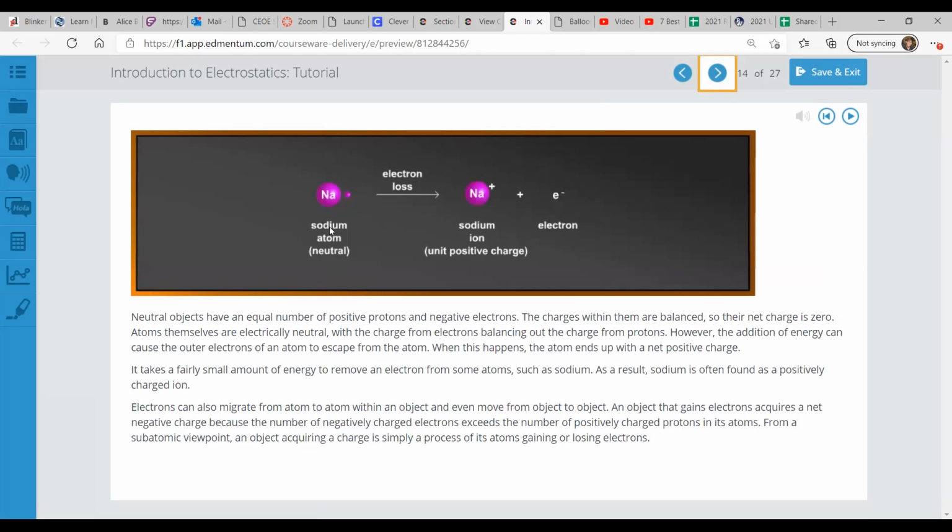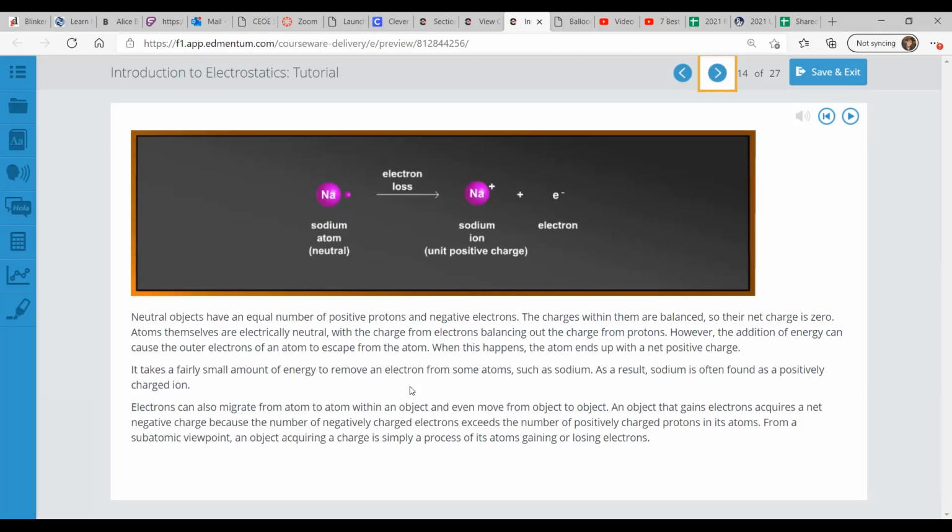Here's a sodium atom, neutral, loses an electron. That sodium ion is a charged particle. So when an atom loses an electron, sodium is now an ion, and then there's this free electron. Neutral objects have an equal number of positive protons and negative electrons. They cancel each other out, balanced. The charges within them are balanced, so their net charge is zero.